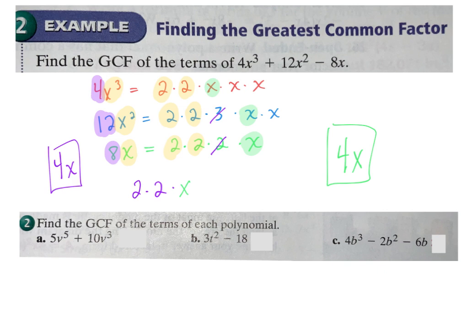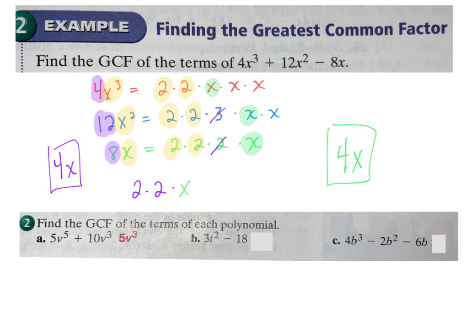So when you look at these, look at the numbers first. What's the biggest number that goes into all your numbers? And then for variables, you're looking for the lowest number of variables that any one of them has. So go ahead and find the greatest common factor for those three. 3, right? The one on the right is 3. So 5v cubed would be your greatest common factor.